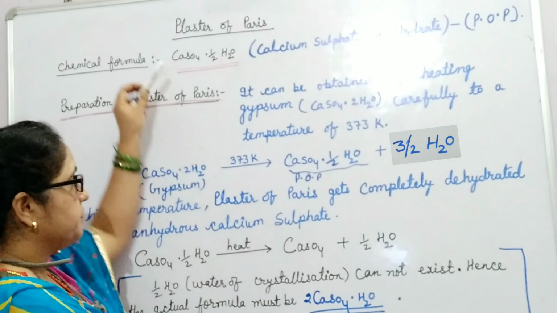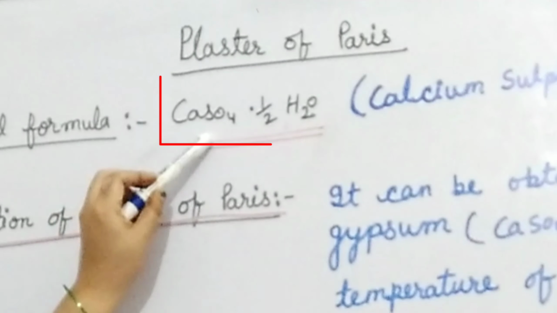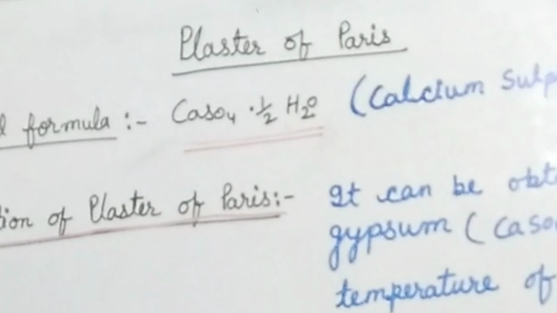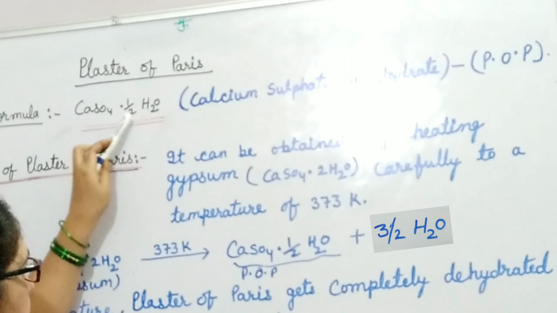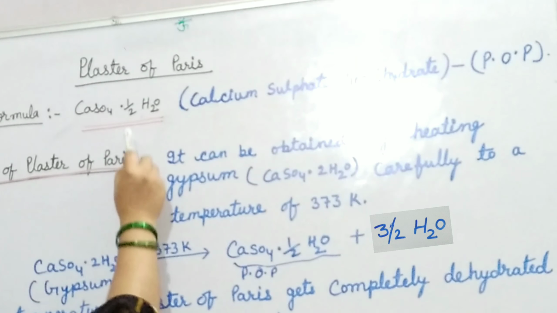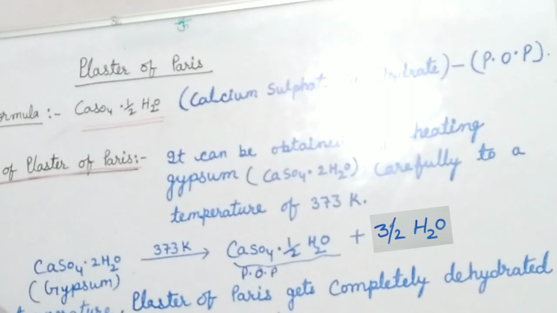Plaster of Paris. Its chemical formula is CaSO4 half H2O. Chemically it is called calcium sulfate hemihydrate. The word hemi means half, and hydrate is related with water.